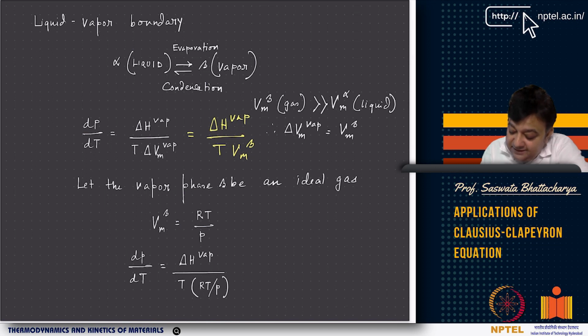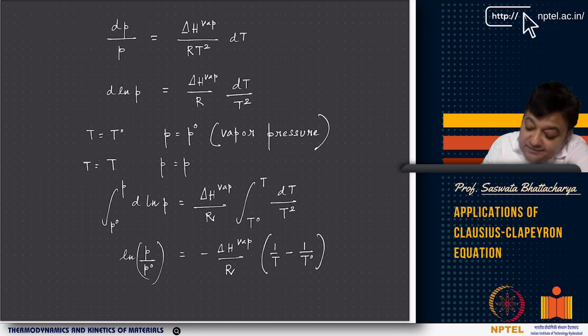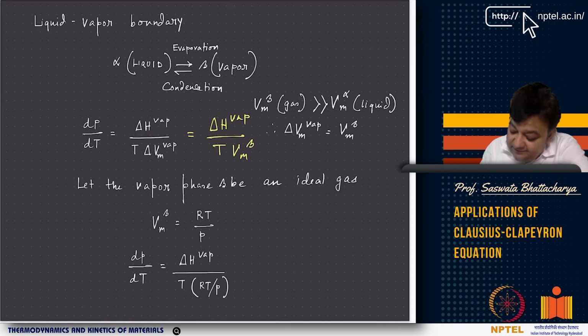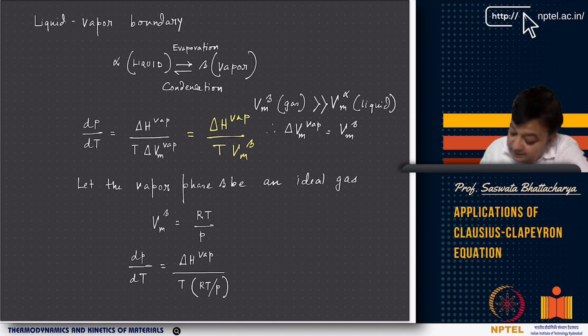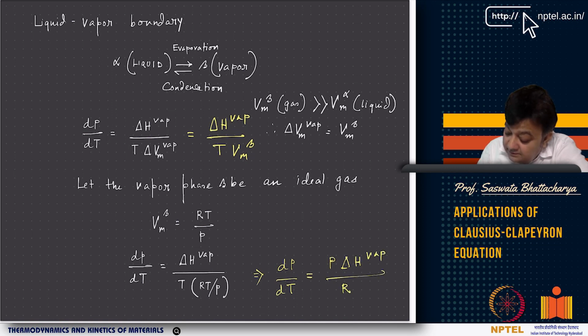Then dP/dT equals delta H vaporization over T times RT by P. If you calculate a little bit, since you have RT by P here, P goes up, so this implies dP/dT equals P delta H vaporization by R T square.